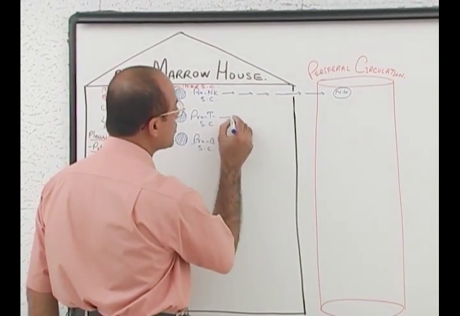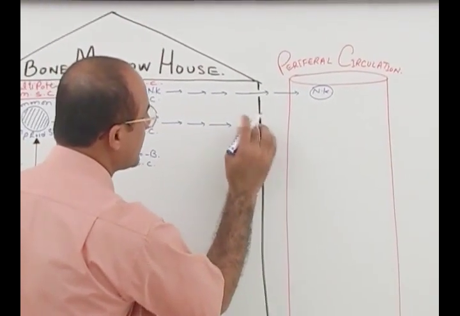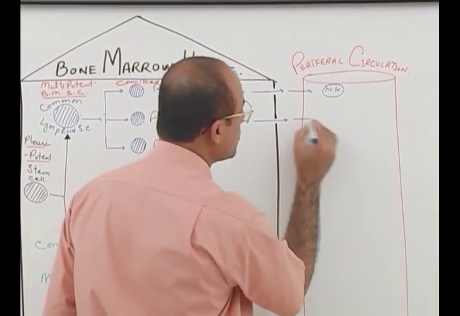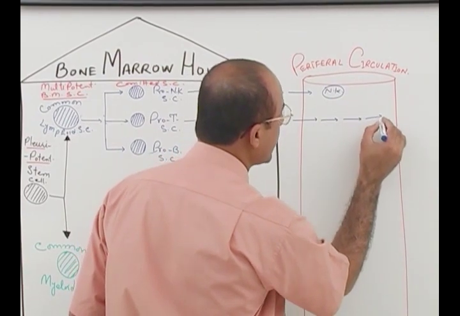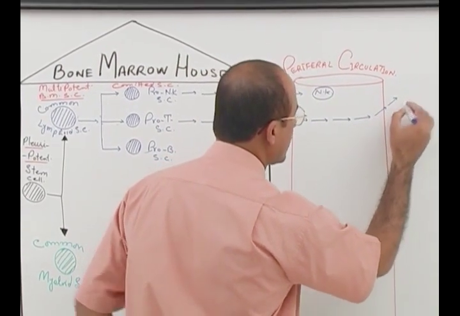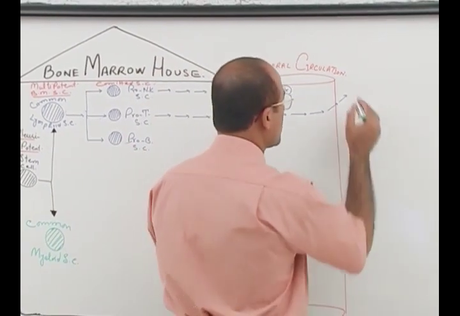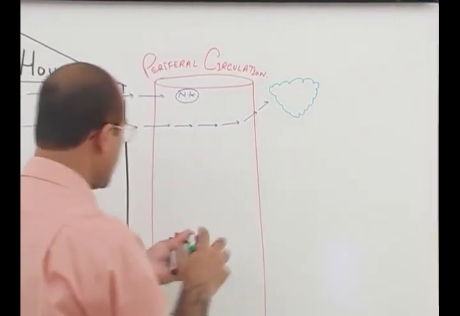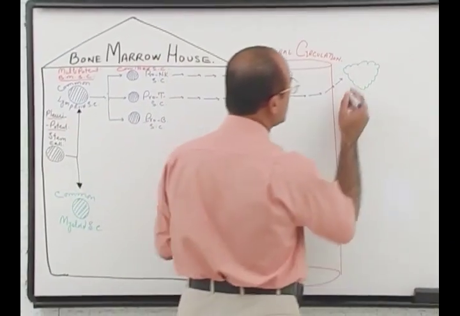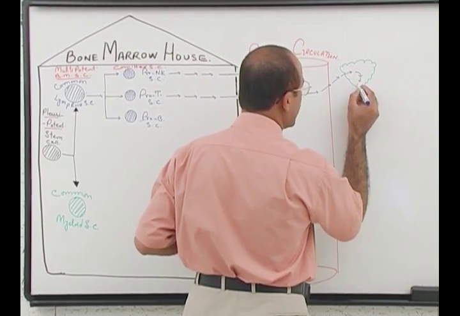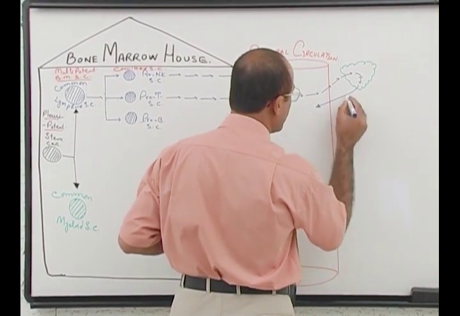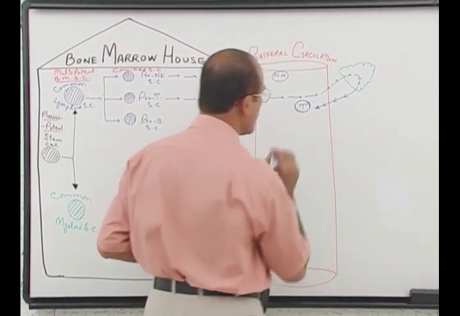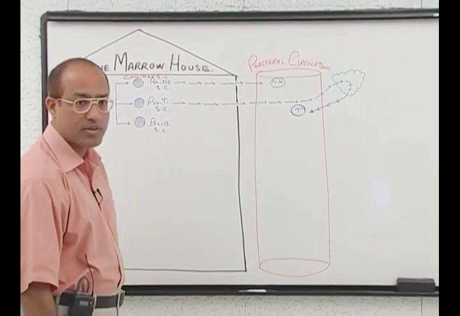Pro-T cells also start to differentiate. Eventually, the premature cells, which are derivatives of pro-T cells, go into peripheral circulation and they mature in the thymus. They are trained in the thymus. So these naive T cells will go into the thymus, and in the thymus they will be trained, and after maturity they come back into circulation, and now they are T lymphocytes. What are they? They are T lymphocytes, right?